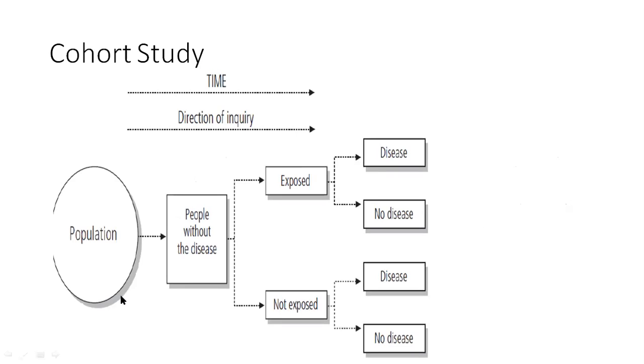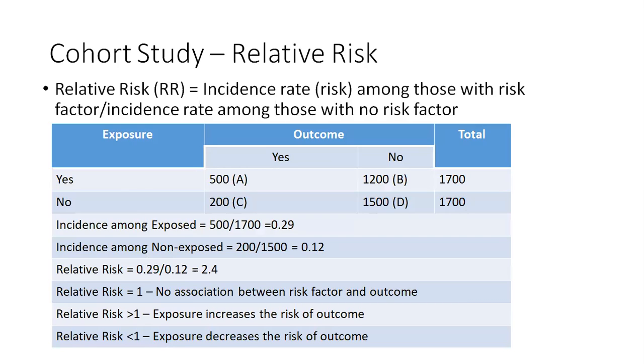We have a population, we select a cohort of people from it, and we look for certain risk factors that were present in one group of the cohort and absent in another subgroup. We try to study how many of those with the risk factor developed the disease and how many of those without the risk factor developed the disease. So we calculate the relative risk, which is the incidence rate among those with risk factors over the incidence rate among those with no risk factors.